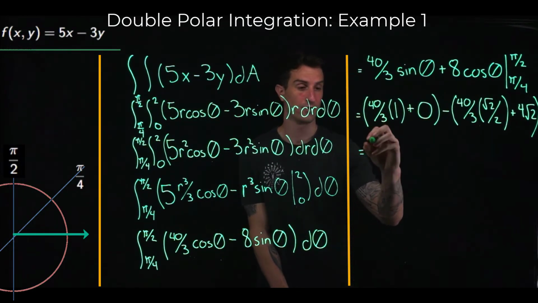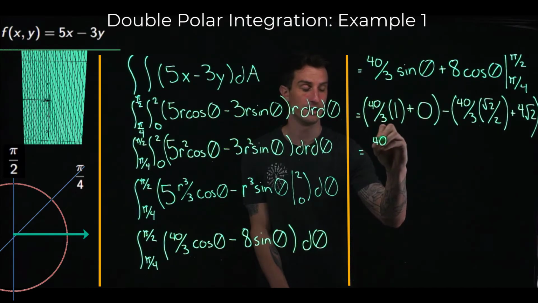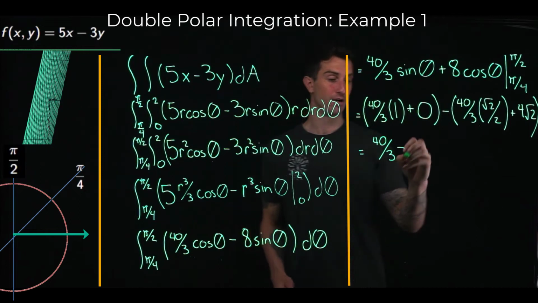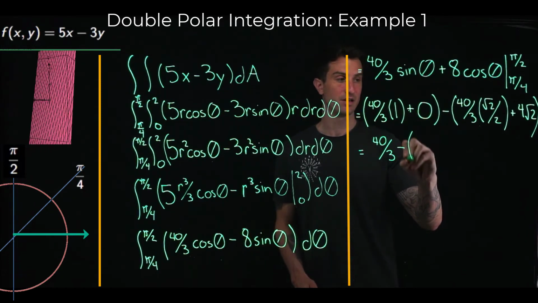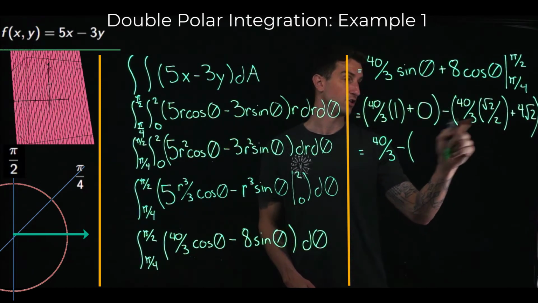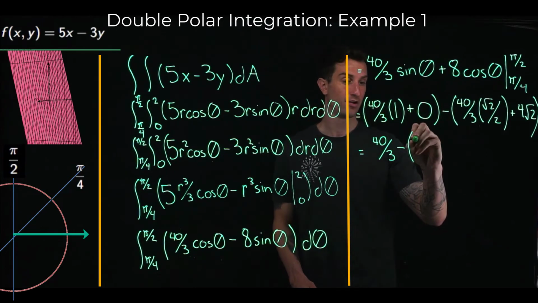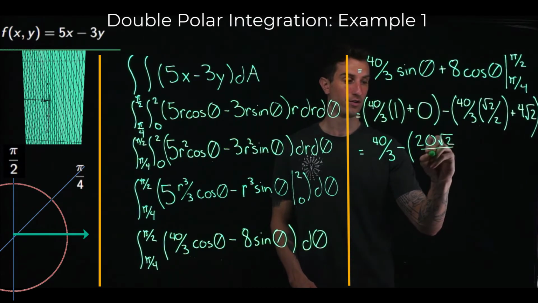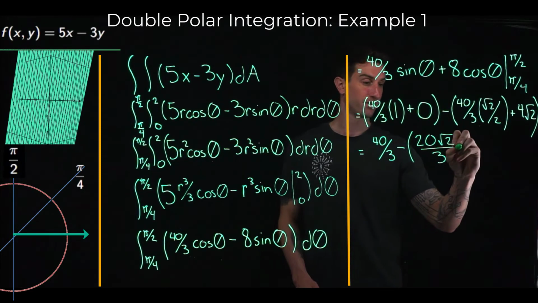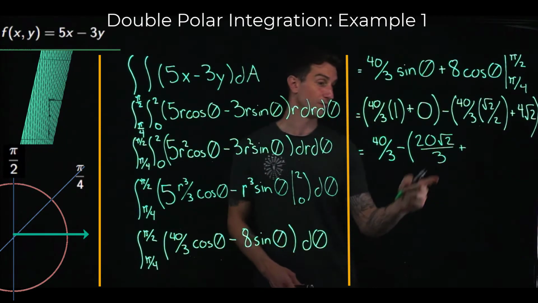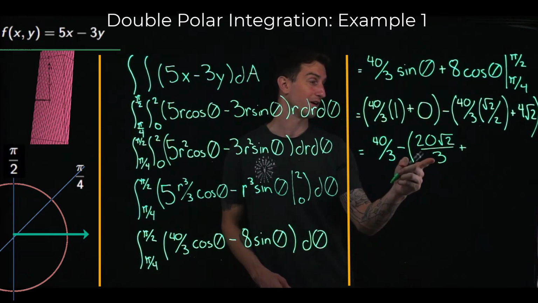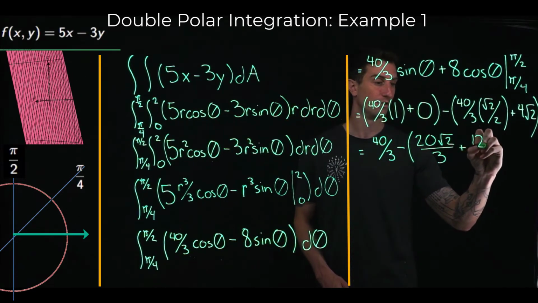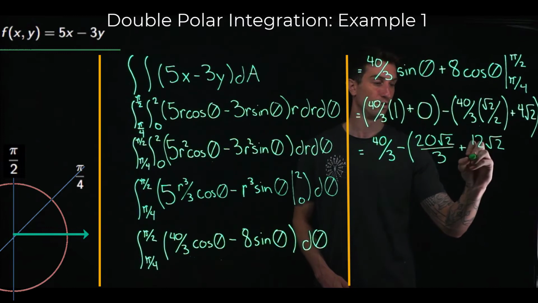We have 40 over 3. That's good. That's done. Minus, let's simplify everything we have over here. So this is now going to be 40 and the 2 will make 20. So we have 20 rad 2 over 3 plus 4 rad 2. Now we need a common denominator here, so we'll make the common denominator 3. So this becomes 12 rad 2 over 3.